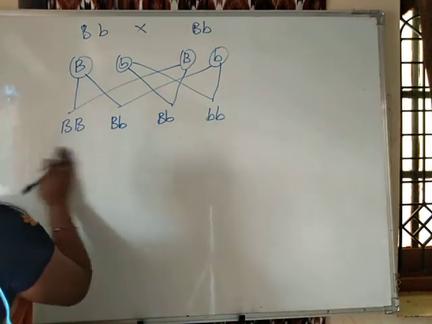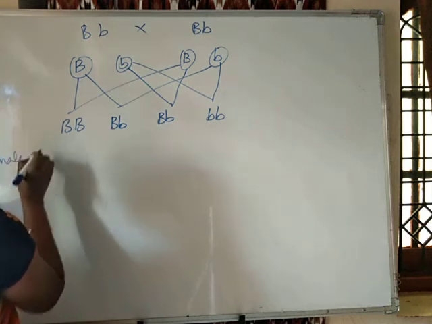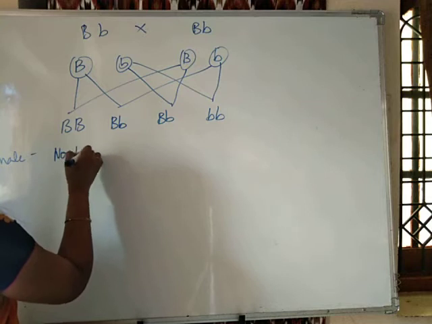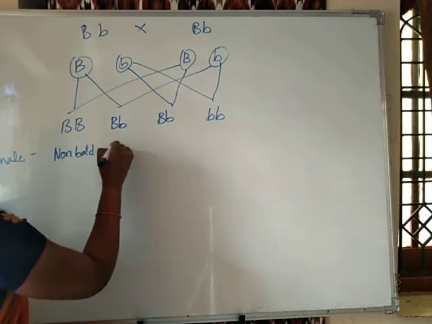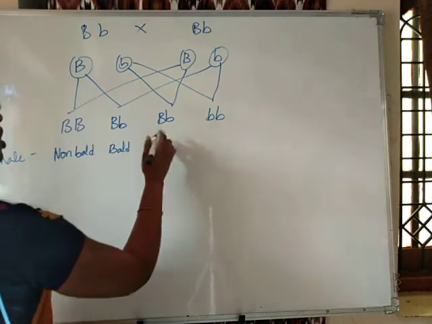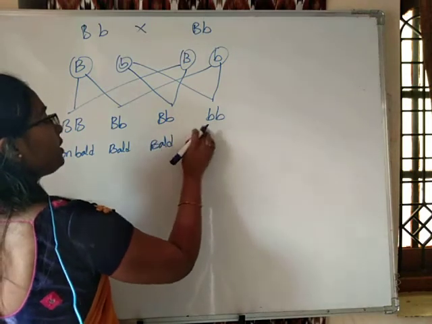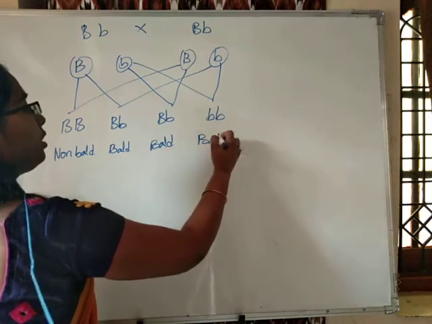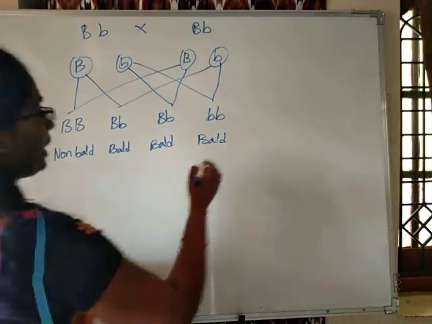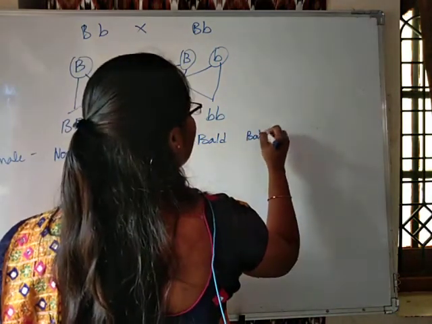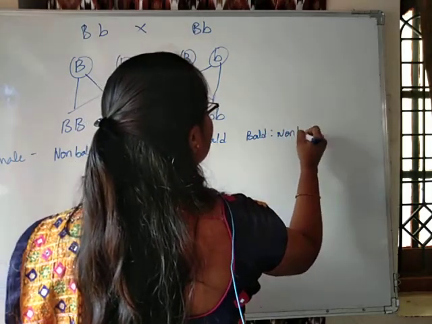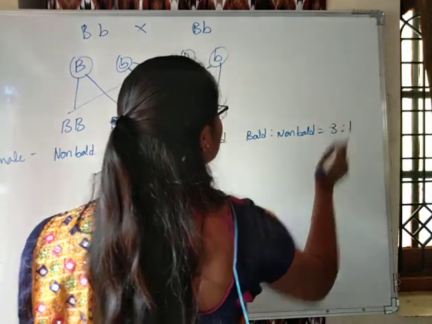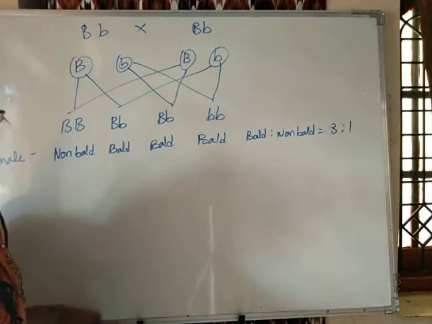Let us see what happens if these are male individuals. Capital B capital B will be non-bald, capital B small b will be bald, capital B small b will be bald, and small b small b will also be bald. So in males, the bald to non-bald ratio will be 3:1.